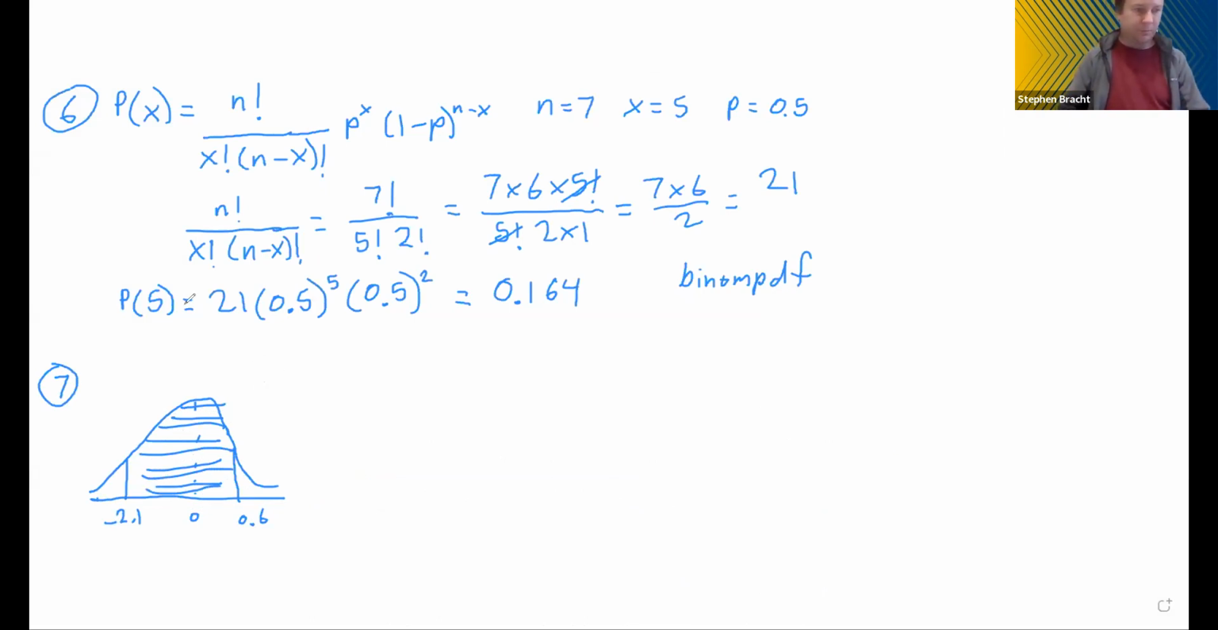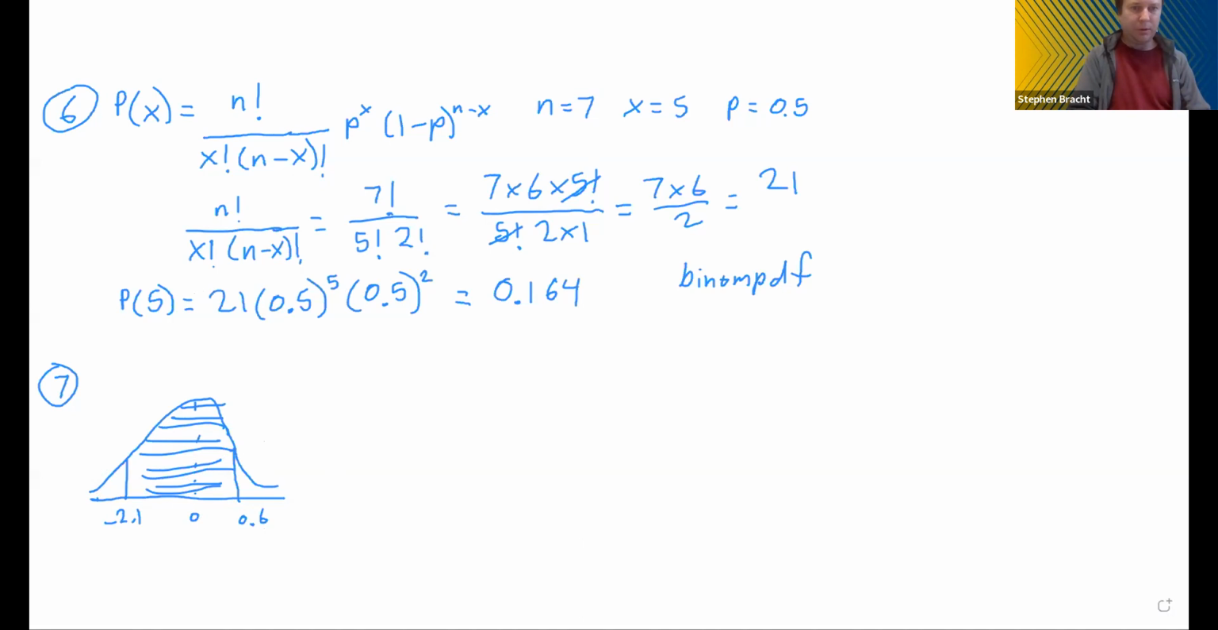So to find the area in between these, I'm going to use the table. What I'm basically going to do is find the area to the left of 0.6, and then I will subtract from that the area to the left of negative 2.1, right? So I'll find the area to the left of both z-scores, and I'll subtract the smaller area from the larger one, and that will give me the area in between.